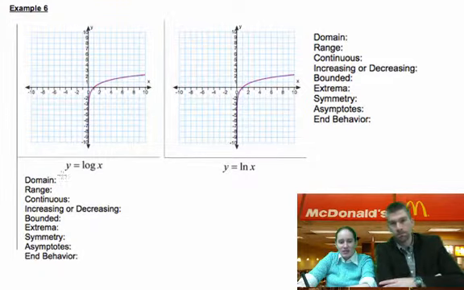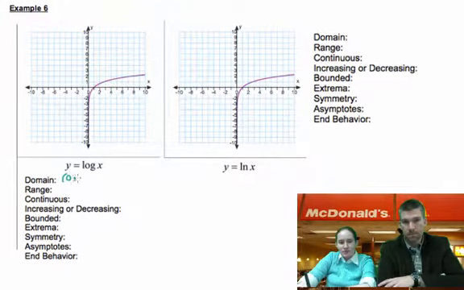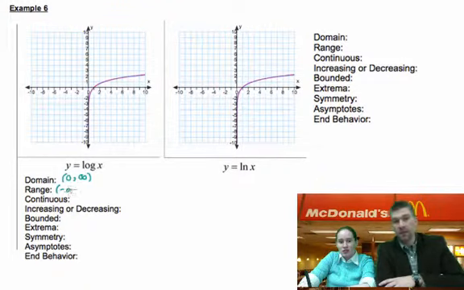So okay. Domain for log of x. It's going to go from 0 to infinity. You cannot include 0 or negative x values. There's a vertical asymptote here at 0, and then it's going to the right, so 0 to infinity. The range goes from negative infinity to positive infinity.